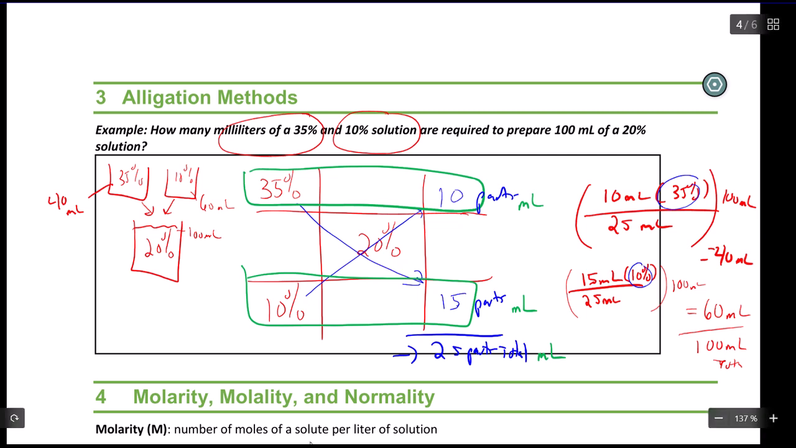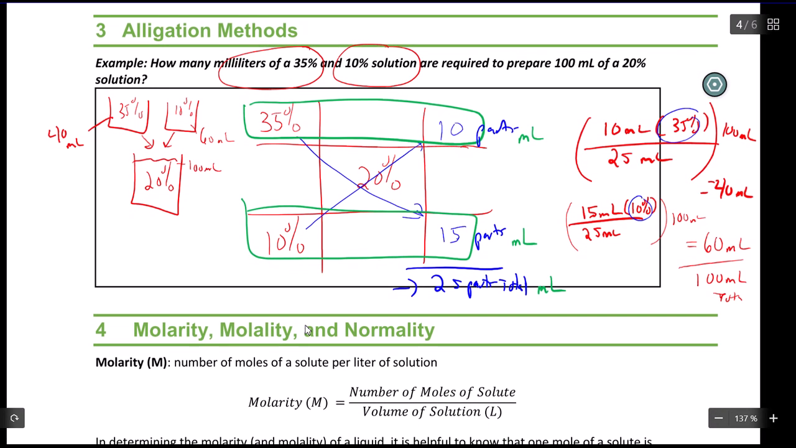Same methods we did with powders, with the semi-solid mixtures, same thing we're doing with solutions. You'll know it's an alligation problem most likely because you usually will see two percentages, right? And you're going to be asked to get a third percentage. It's typically an alligation problem. Sometimes it'll tell you how much you need total, or it will tell you have a certain amount.